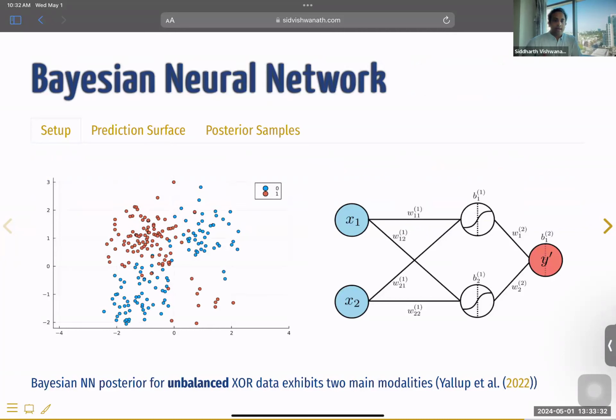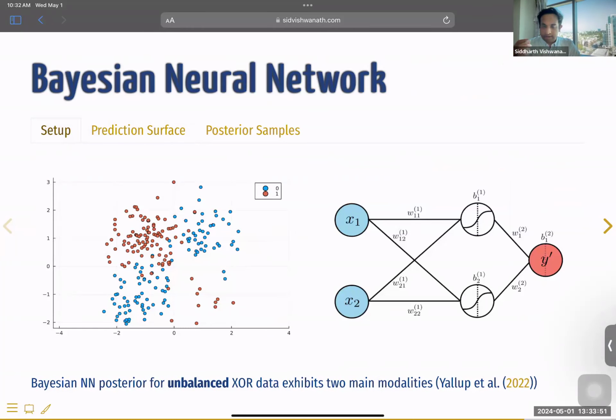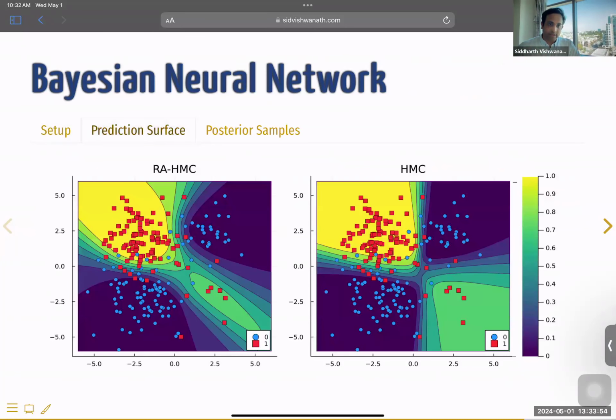And the last situation is the setup of the Bayesian neural network, where we consider a Bayesian neural network for classification. So you have this noisy, unbalanced XOR data. This one was actually well studied in a recent paper. If you look at the prediction surfaces, it turns out that there are basically two modes that the posterior distribution of this neural network's parameters has. And the repelling-attracting HMC is better able to identify that.